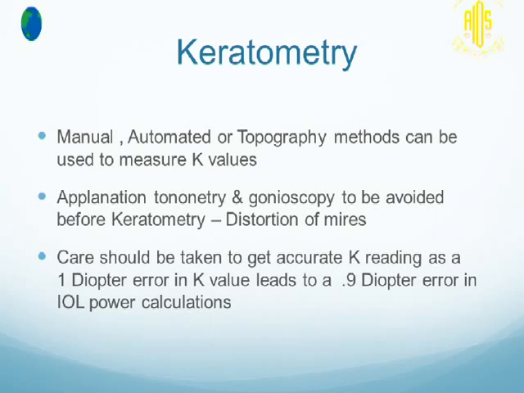Keratometry can be done using manual, automated, or topographic methods. Applanation tonometry or gonioscopy has to be avoided just before doing the keratometry because, as we all know, it distorts the mires. Care should be taken to get accurate K readings, as a 1 diopter error in K values leads to a 0.9, almost equal to about 1 diopter, error in the IOL power calculations.